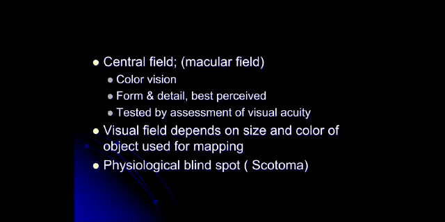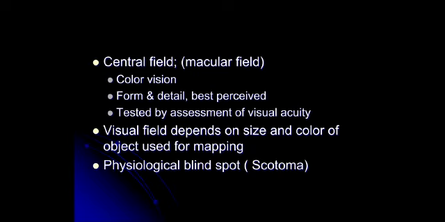Visual acuity is better for a white object than colored objects. Thus, the field of vision is better delineated with a white object. Roughly, the field of vision obtained by using blue and yellow objects is less by 10 degrees, and that by using red and green objects is less by 20 degrees from the visual field obtained by the white object. The standard size is around 5 mm. So, what is physiological blind spot? I just explained to you.